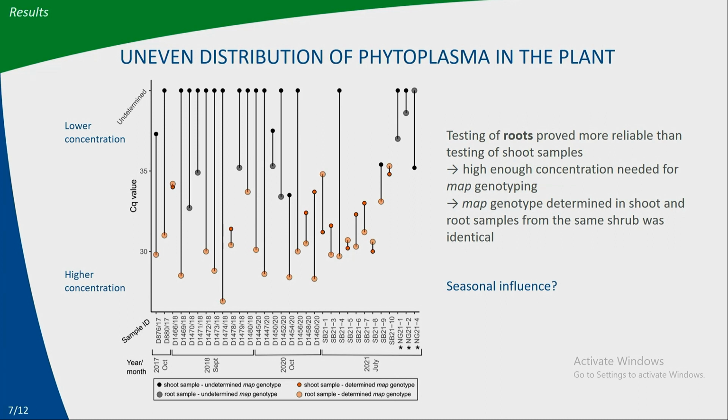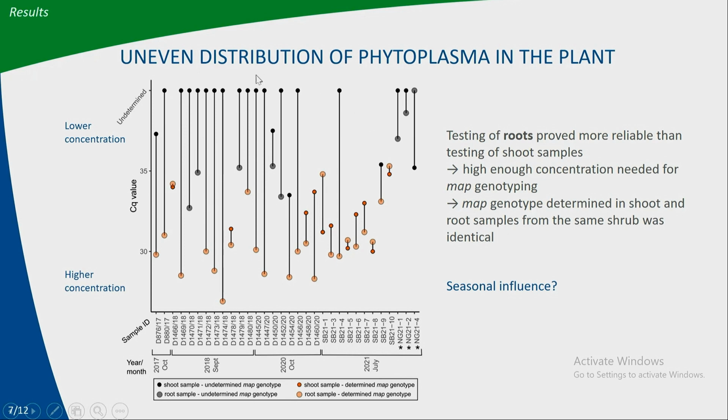What did we find with the study of comparing roots and shoots? So 32 samples were sampled in these subsamples of shoots and roots. And if we quickly look at the graph, 80% of samples had a higher concentration of phytoplasma in roots than in shoots. These bigger points represent root samples, and the fuller points are shoot samples.